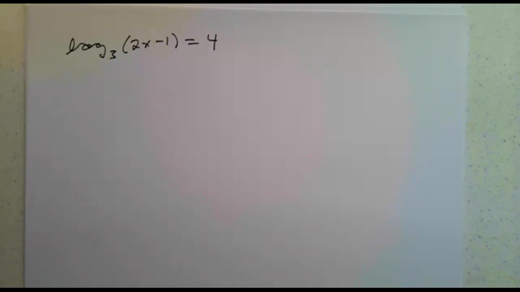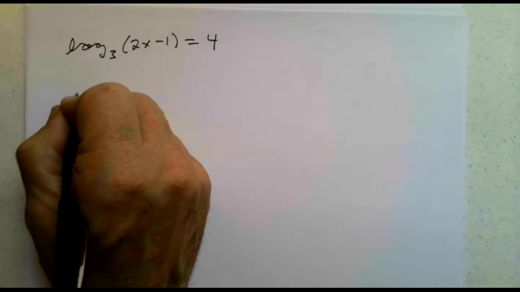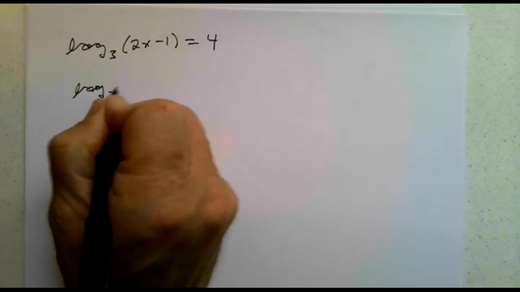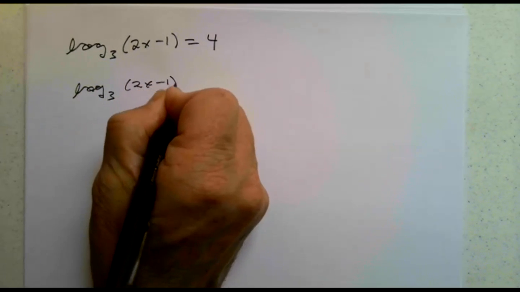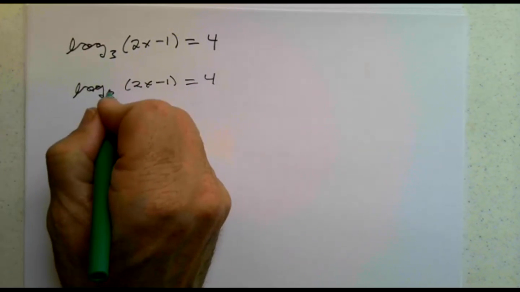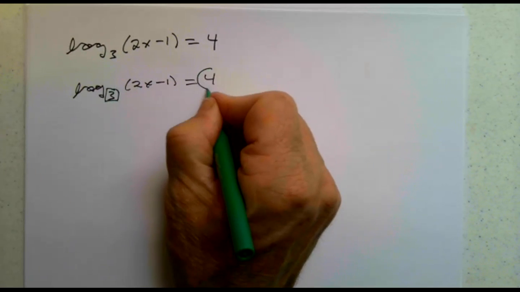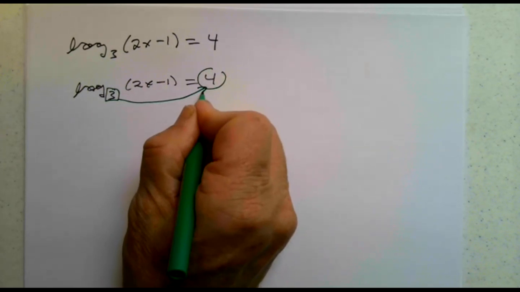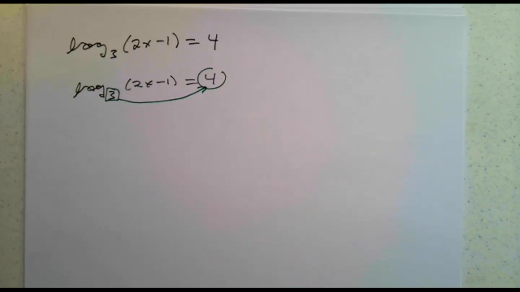So this question starts with log base 3 of 2x minus 1 equals 4. Let's remind ourselves of what this means. The base is 3. The exponent is 4. So 3 to the 4th power equals 2x minus 1.